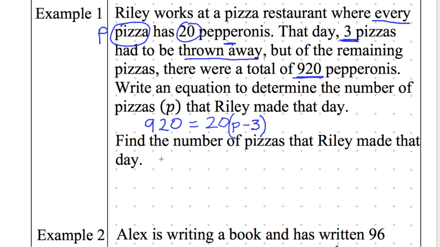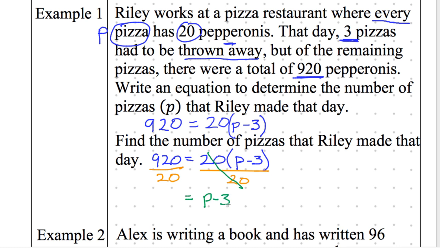Divide by 20. Okay, so I'm going to reset up my problem here. 920 is equal to 20 times p minus 3. And then Cohen told us, let's divide both sides by 20. So divide the right side by 20. Divide the left side by 20. These 20s should cancel out. And I'm left, I'm going to copy down my equal sign also. On the right-hand side, I have p minus 3 because I cancel out my 20s. Now I have to figure out what 920 divided by 20 is.